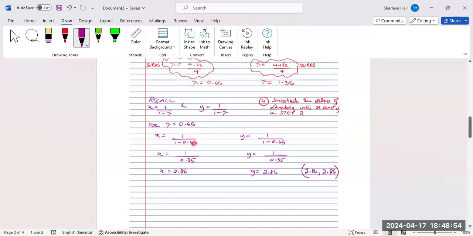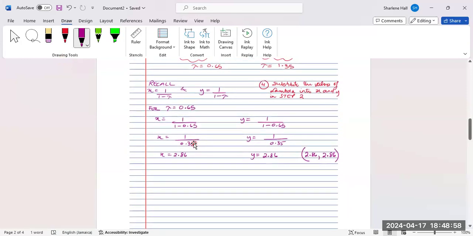And now for lambda equals 1.35, x is going to be equal to 1 over 1 minus 1.35. Y is equal to 1 over 1 minus 1.35. X is equal to 1 over negative 0.35. Y is equal to 1 over negative 0.35. Well, that looks to me like it's going to be negative 2.86.